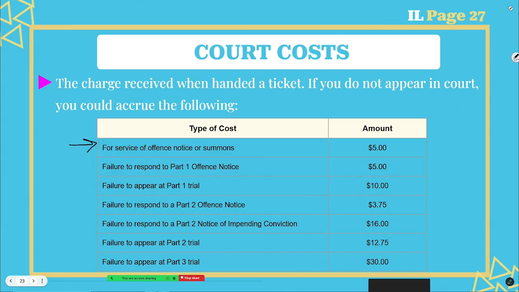If you fail to respond to a Part 2 notice of impending conviction, you're going to get $16 added on. If you fail to appear at a Part 2 trial, you could be charged $12.75. If you fail to appear at a Part 3 trial, you could get charged $30. When you're reading your key question, you're going to want to pay attention to any of these stipulations, but note that automatically, whenever you receive a ticket, you automatically get that $5 court cost fee.